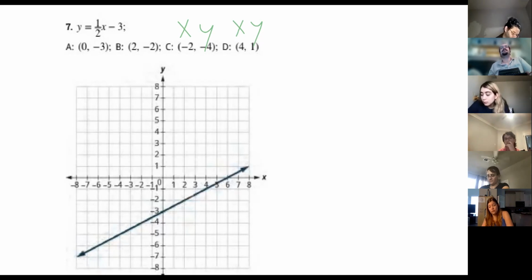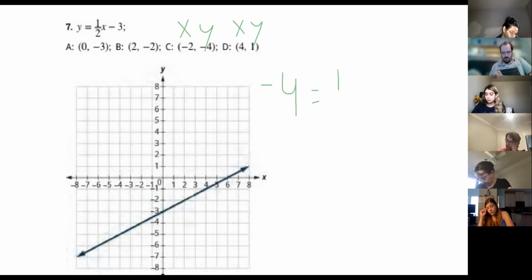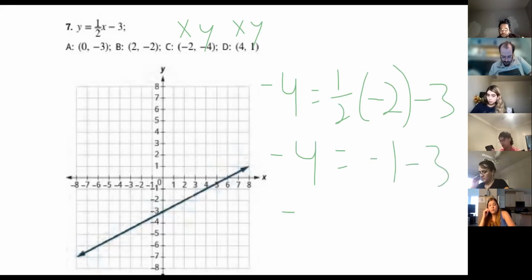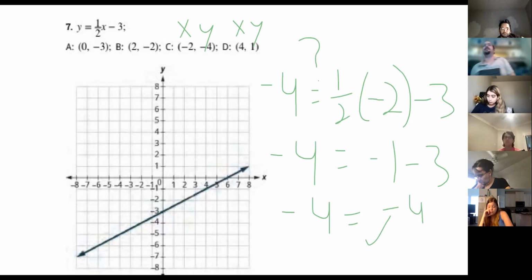For that one, I had -4 equals one half times -2 minus 3. Is that what you said? Yes, sir. Okay. And then I got -4 equals -1 minus 3, and I brought it down, -4 equals -4. Yep. I should probably start with question marks over these, because we don't know whether they're equal. We're trying to check whether they're equal.